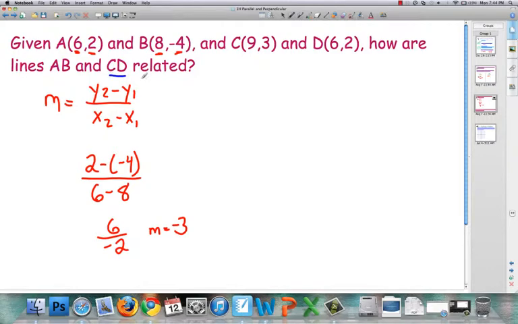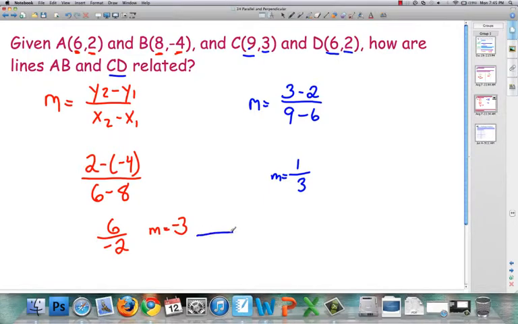Okay, so slope of CD, we'd use the slope formula again, same formula. And our substitutions would be 3 minus 2 divided by 9 minus 6. So when we simplify that, that is 1 divided by 3. So our slope here is 1/3.